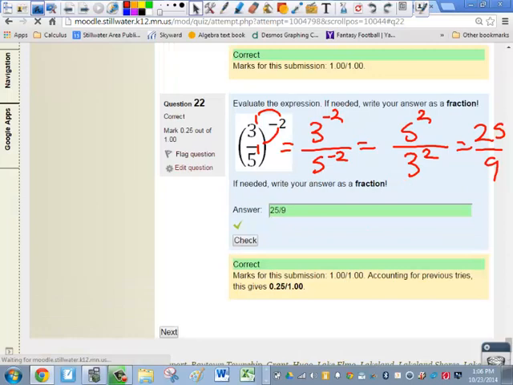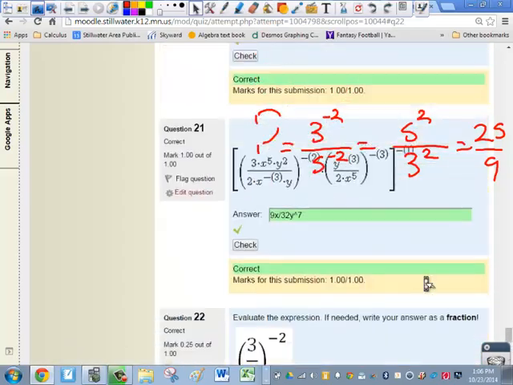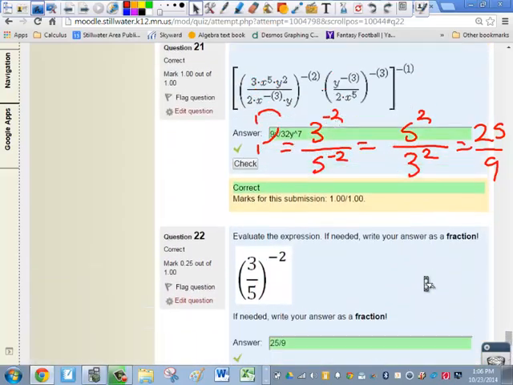There we go. So that is how you do these problems right here. Hopefully this is helpful. Watch this tonight, figure out what you did wrong on your practice tests, and you should be ready to go tomorrow.